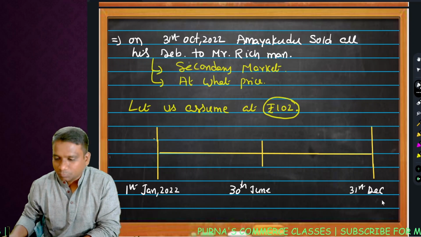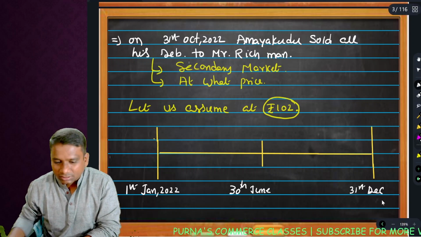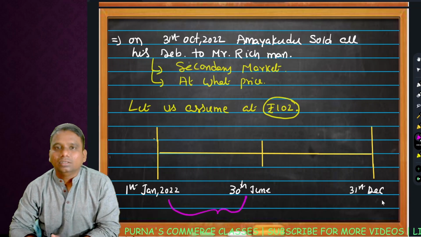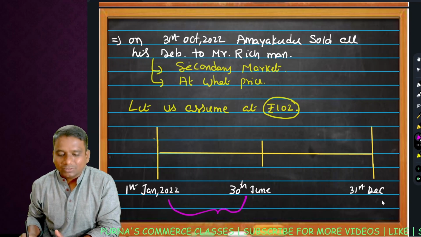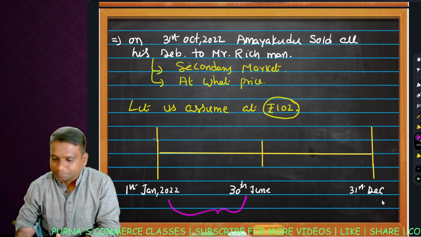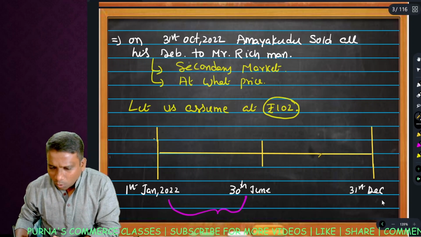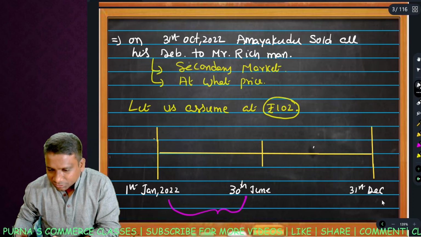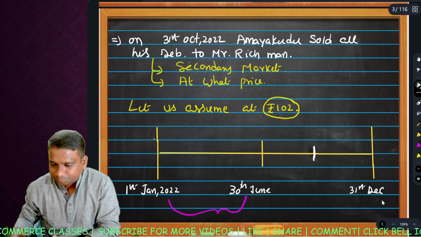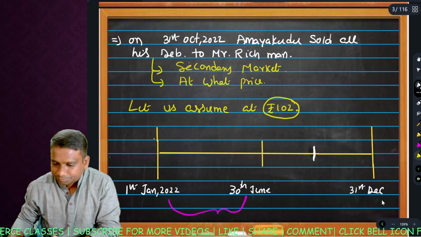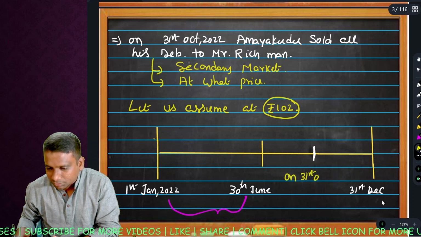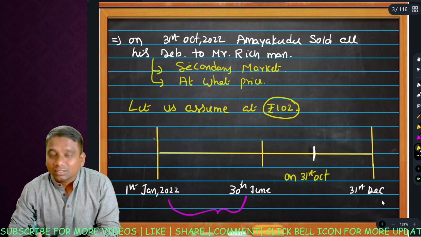Wait, Mr. Richman. I have received the interest paid by the X Limited during the period of 6 months from 1st January 2022 to 30th June. Okay, fine. Now, on what date am I selling my debentures? Tell me. 31st October.